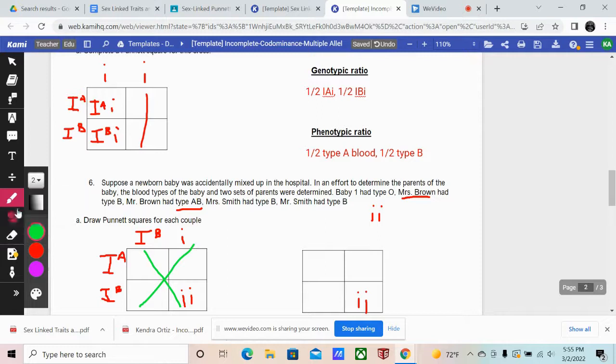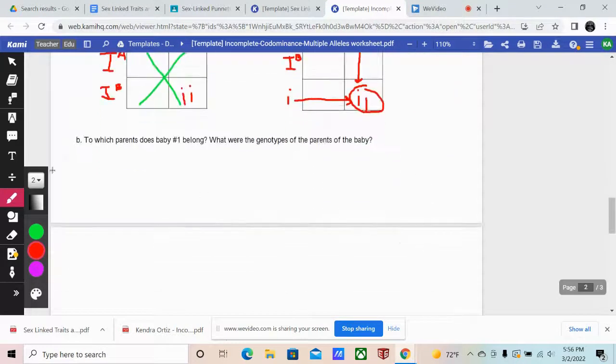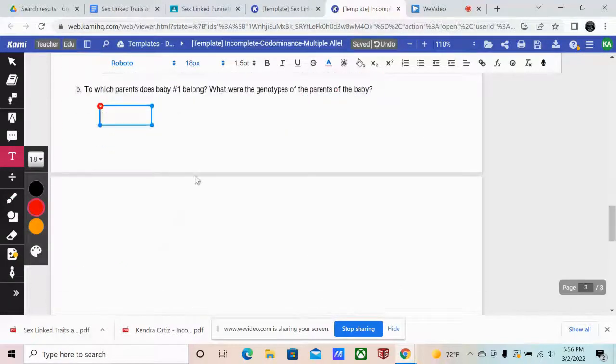Now, let's see if it's the Smiths' kid. All right, Mrs. Smith and Mr. Smith both have blood type B. All right, well, this might work. I don't want green. Let's go red. So she can have a B allele that she got from one of her parents, and she can get the recessive type O allele. Okay, that's still blood type B because O is recessive. And we can do the same thing with the dad. Big I B, little i. Hey, there we go. Now the dad can give the little i to the kid, and the mom can give the little i to the kid, and that works. That's it. So, who did the kid belong to? The Smiths.